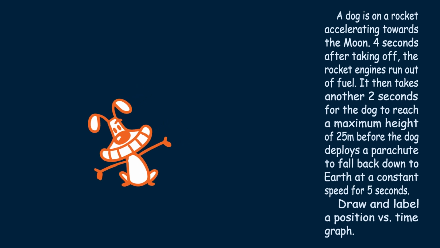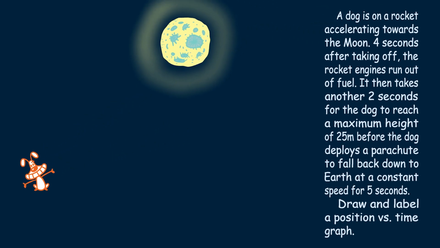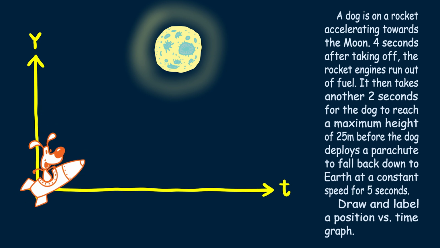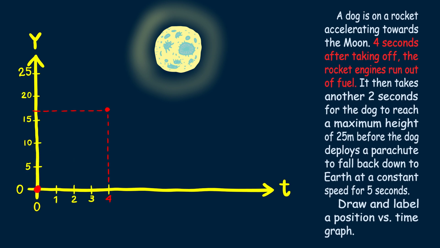So the first thing I'm going to do is draw my position versus time graph, which is going to be the height, y, versus the time, t. The first critical time point is when the dog is on the ground at t equals 0. The next critical time point is going to be 4 seconds later when the dog is somewhere up in the air and the rocket engines run out of fuel.